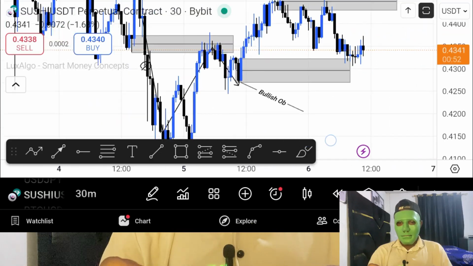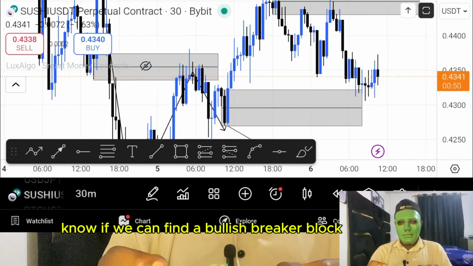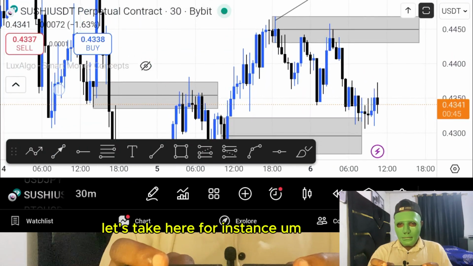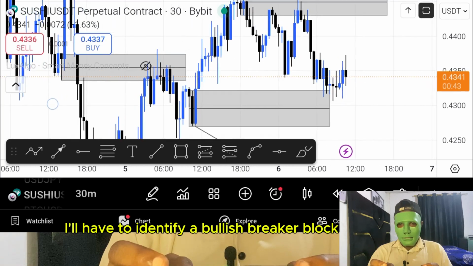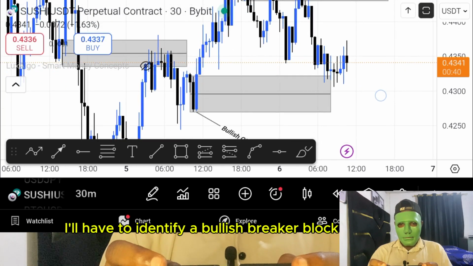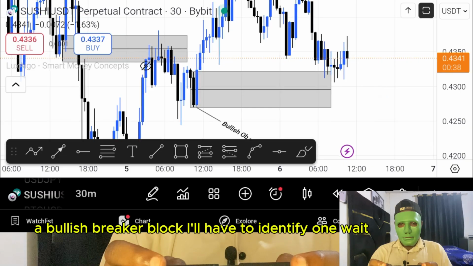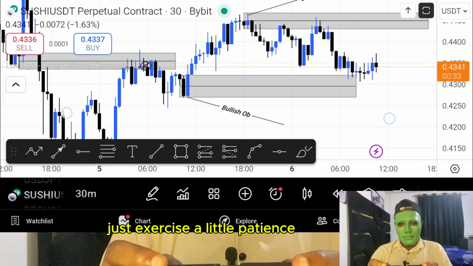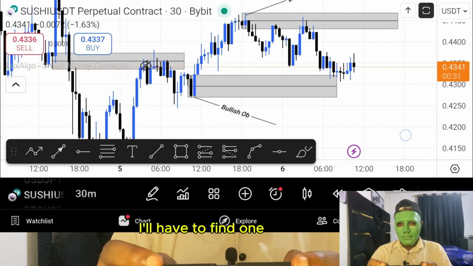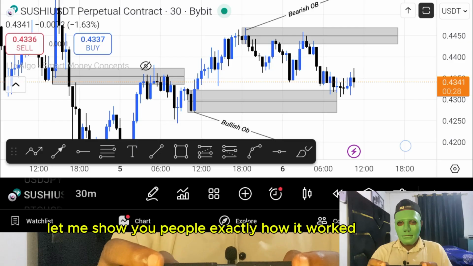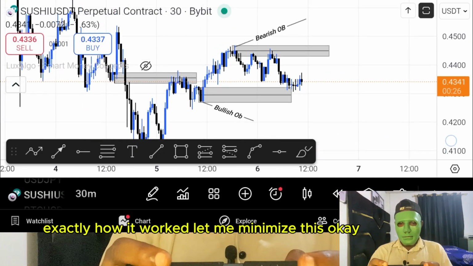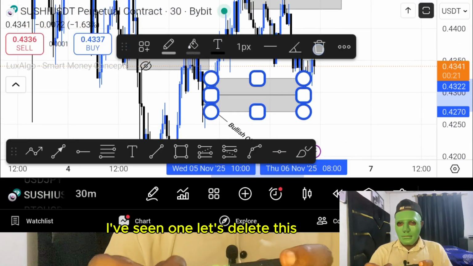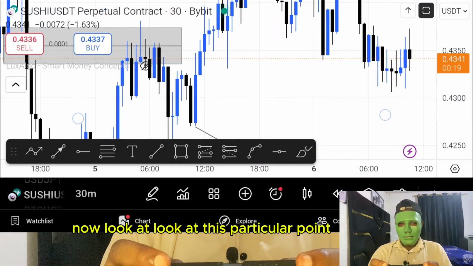Now let's see if we can find a bullish breaker block. Let's take this for instance. Let's take here for instance, I'll have to identify a bullish breaker block. Well, I'll have to find one. Just exercise a little patience. Let me show you people exactly how it worked. Let me minimize this. Okay, I've seen one. Let's delete this.